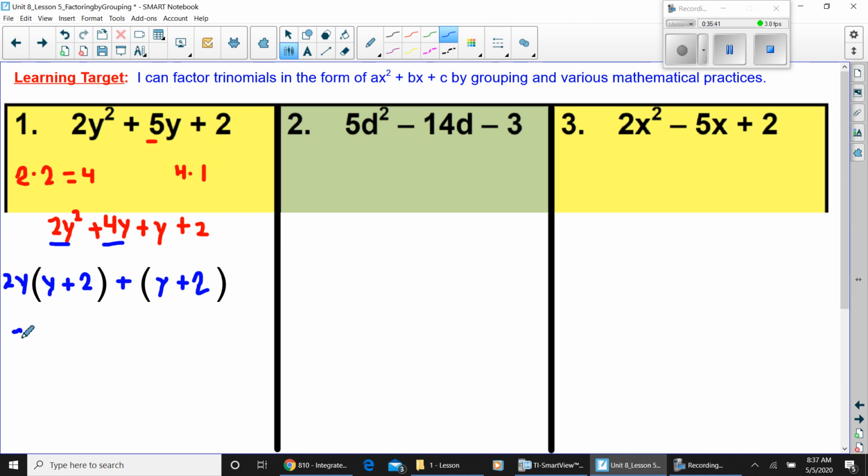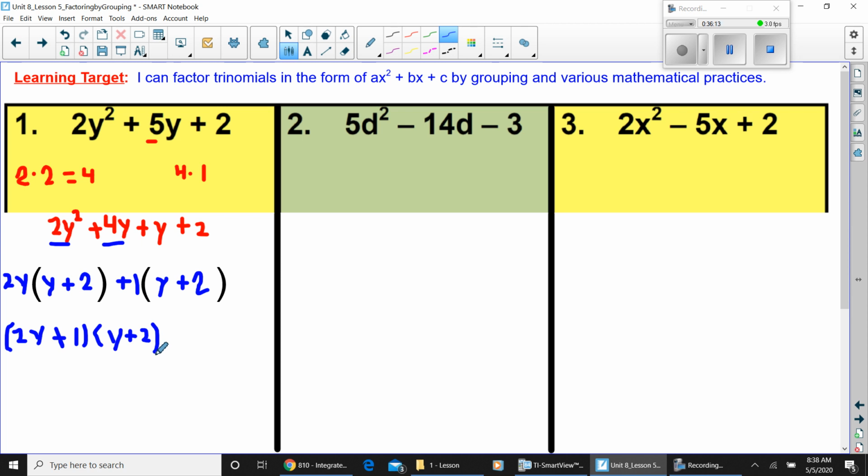All right, so 2y, by the way, what's here though? It's a 1. You want to put that 1 there, okay? You do have to have something here. 2y plus 1. Remember, it has to be a binomial. And this is y plus 2. You go ahead and check it.